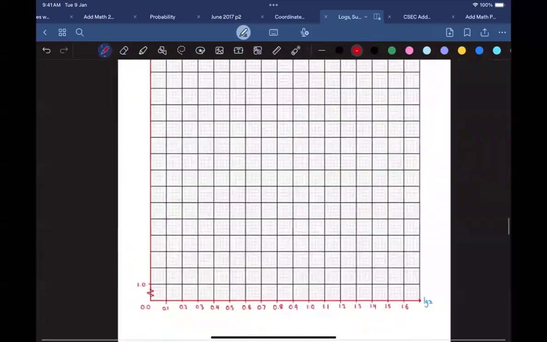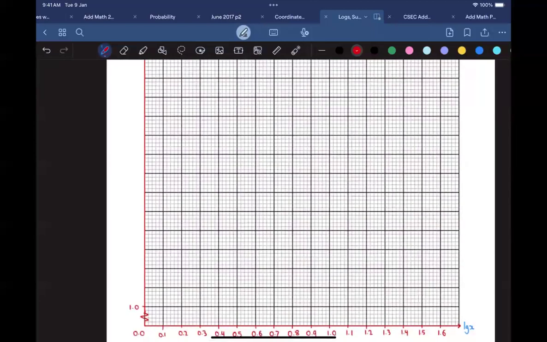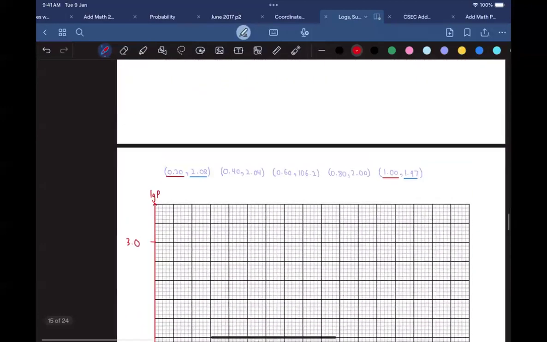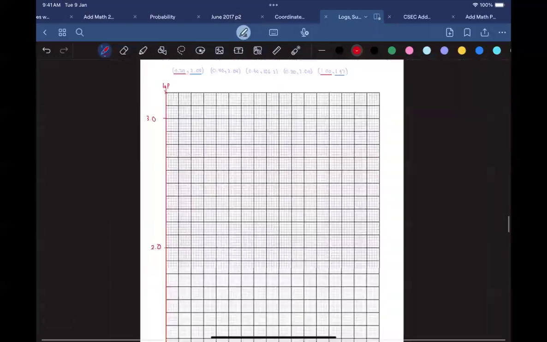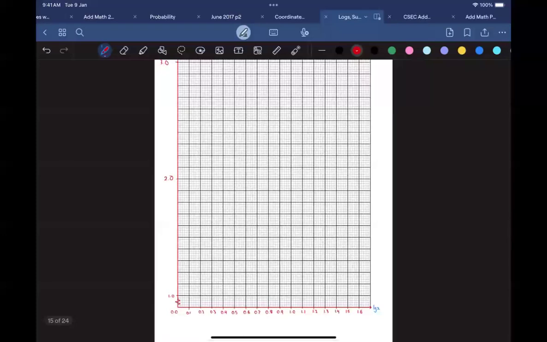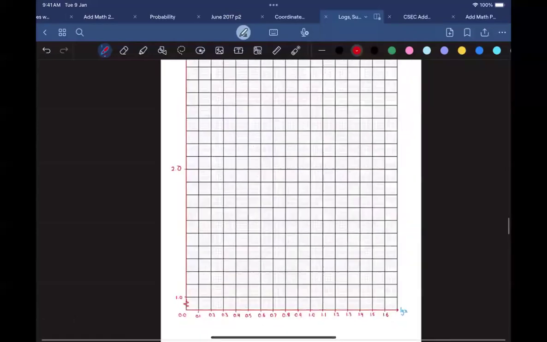I'm thinking to say every 10 blocks is another 1.0. Let me see if that'll work. 1, 2, 3, 4, 5, 6, 7, 8, 9, 10. It's going to be 2.0. 1, 2, 3, 4, 5, 6, 7, 8, 9, 10. Yeah, that'll work. What was the biggest value? 2.08. Okay. Yeah, we can do that.